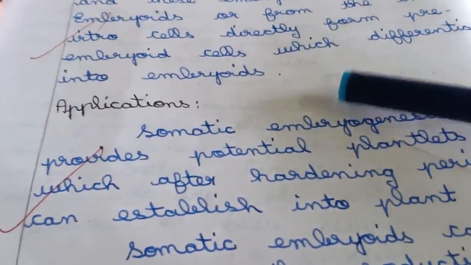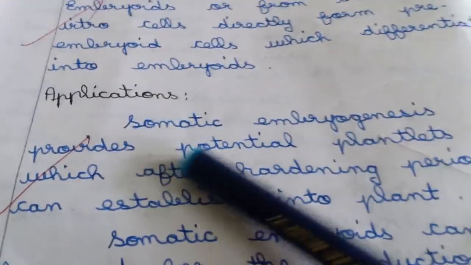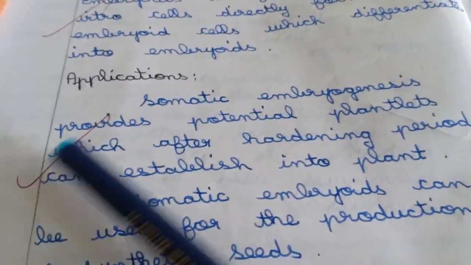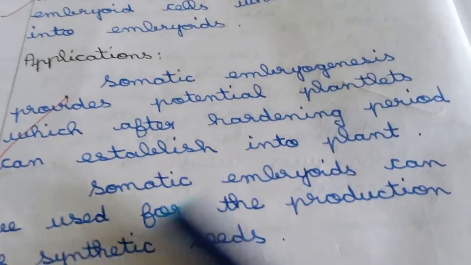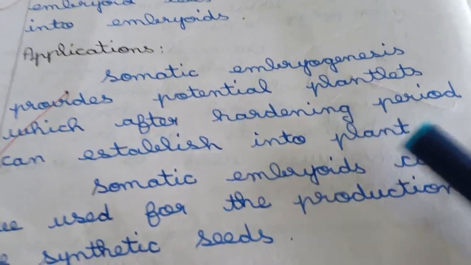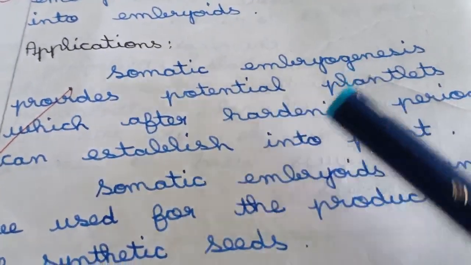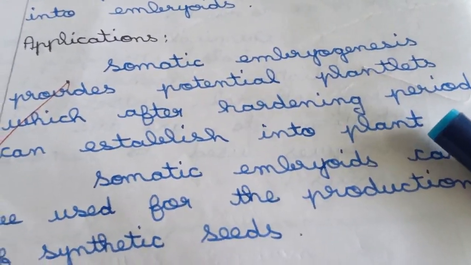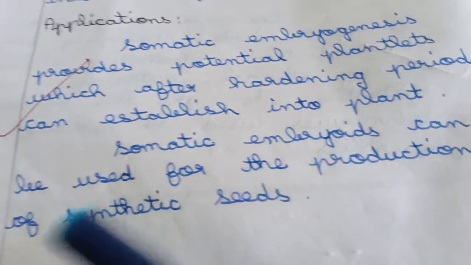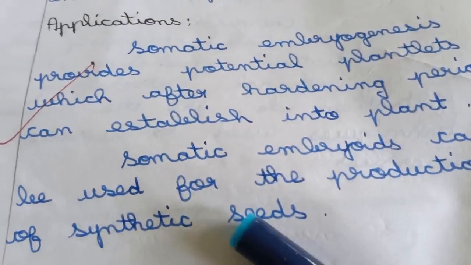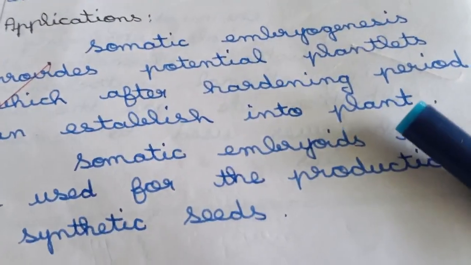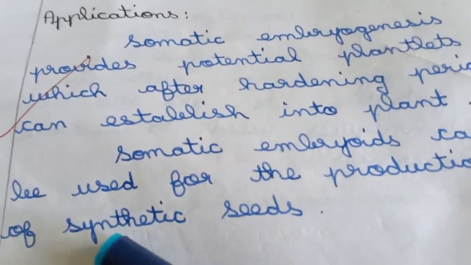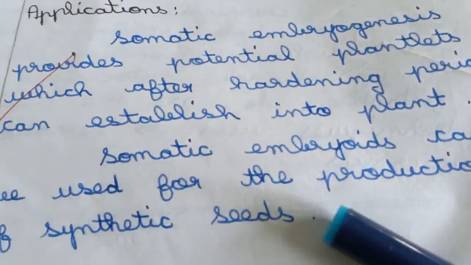Application: you have got 3 applications. We'll go one by one. Somatic embryogenesis provides potential plantlets which after the hardening period can establish into plants. So these embryoids have the ability to grow into plants. The second one, somatic embryos can be used for the production of synthetic seeds. So first is the ability to grow into a plant, and second is the ability for production of synthetic seeds. Let's move to the third point.